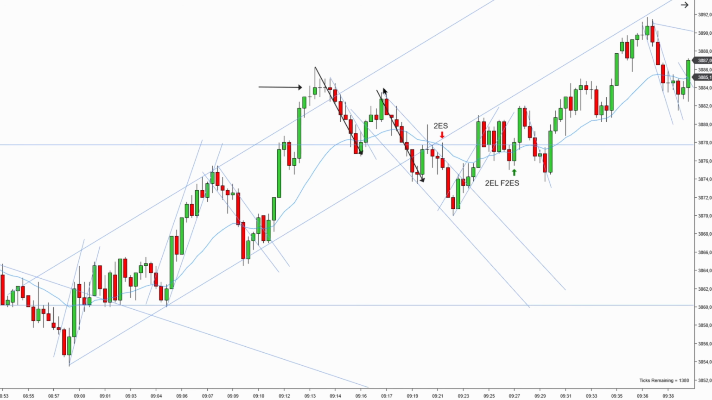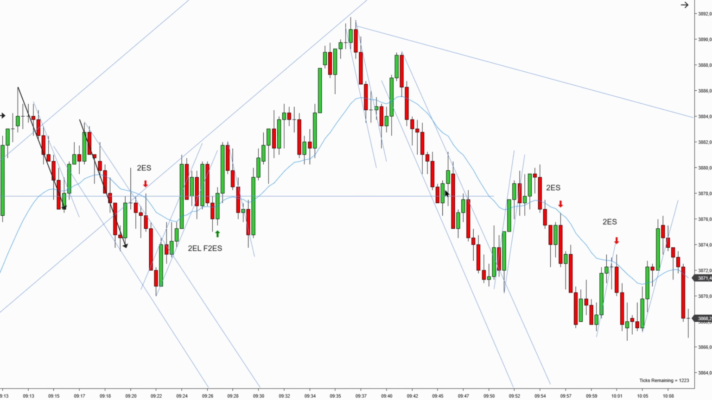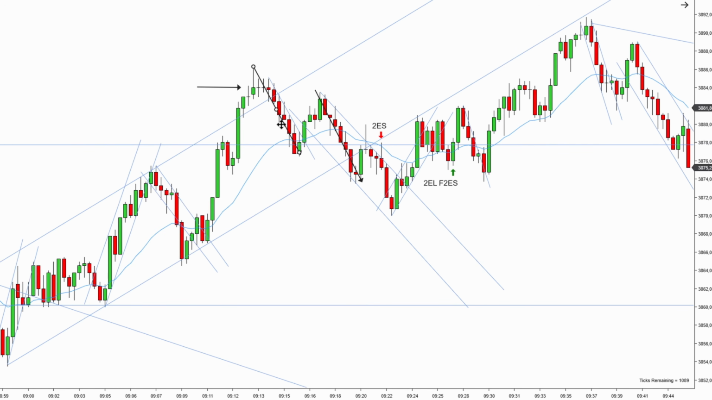So you don't want to take the first failed second entry long because we have clear visible two legs. When you're taking a failed second entry long, you want to see it as a part of one move, okay? You want to see like a trend down like this, first entry long, second entry long failure. But here when you have separate two legs, that can indicate end of the pullback.